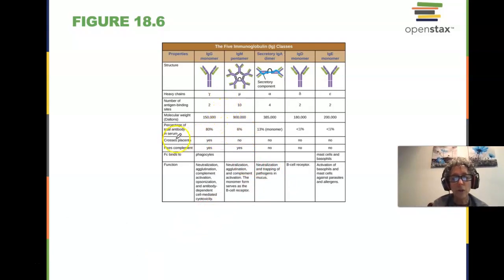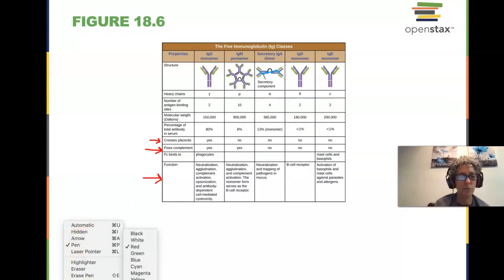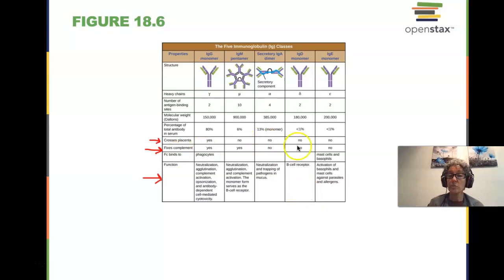What do we need to know? Oh, we need to know if it crosses the placenta. That's important. If it fixes complement, and their functions. You do not need to know the number of antigen binding regions or what percentage they are in the human body. But crossing the placenta is important because that means if a mother has antibodies to a particular pathogen, if they cross the placenta during embryonic and fetal development, then that fetus, when it is born, has temporary protection of those diseases because they have the antibodies from the mother.